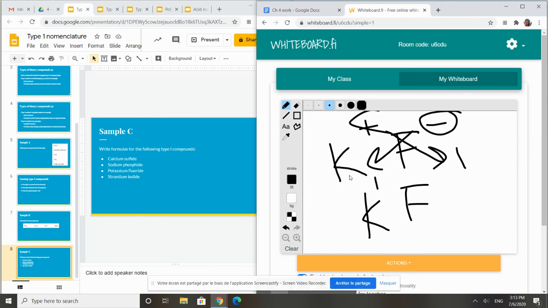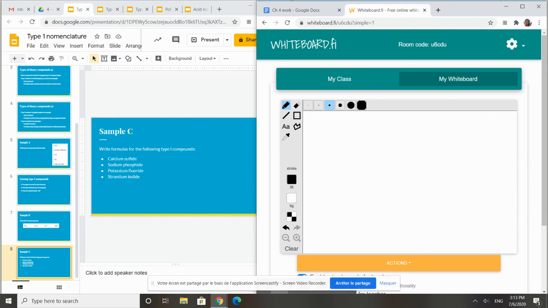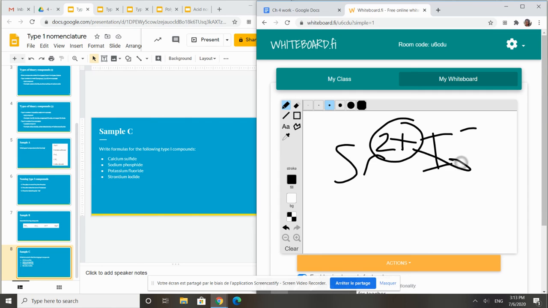And then strontium iodide. So strontium has a common charge of +2. Iodine's common charge is -1. Crisscross applesauce. Ignore the negatives when I do the crisscross applesauce.